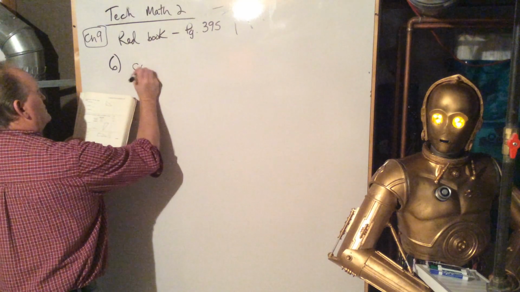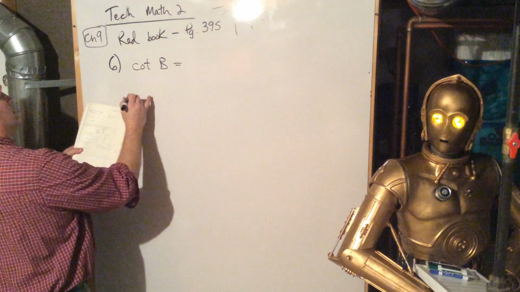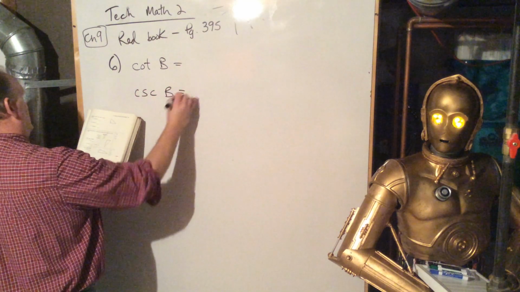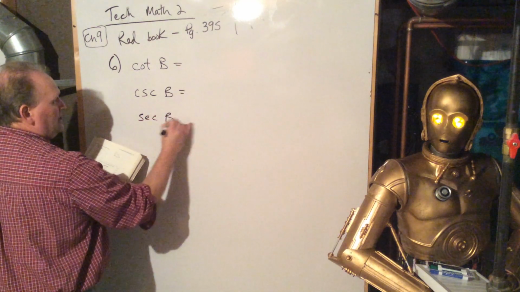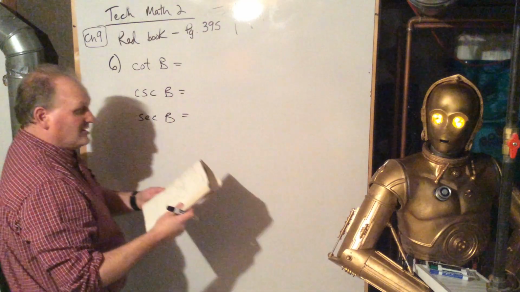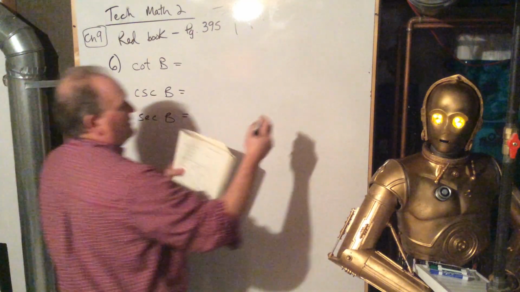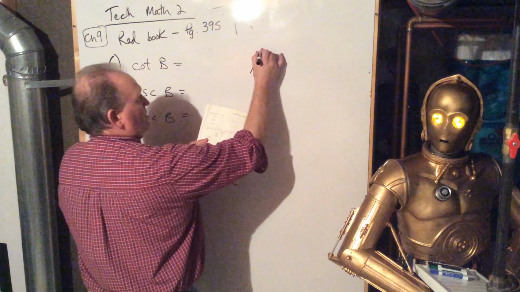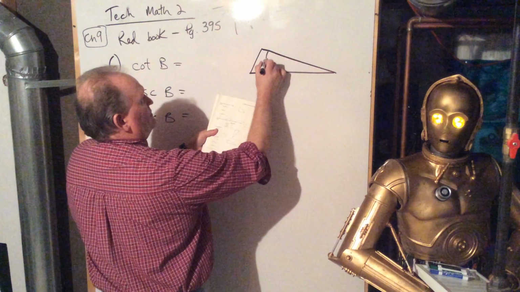They ask for the cotangent of B. They ask for the cosecant of B. And they ask for the secant of B. So these are not arctangent, it's the inverse tangent. So that means how we did SOHCAHTOA. Here, let's draw up the pretty picture. There's the pretty picture that it comes with.